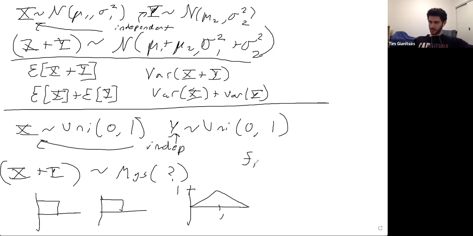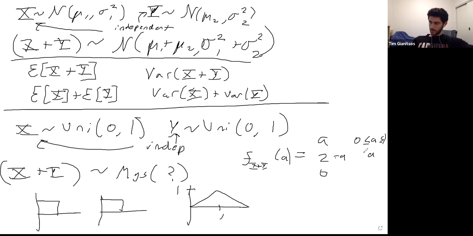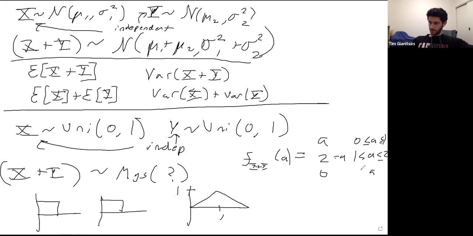And the equation is going to look like this. f of x plus y at some value a is going to equal a for 0 less than a less than 1, 2 minus a for 1 less than a less than 2, and 0 else. So it's going to be this piecewise function.